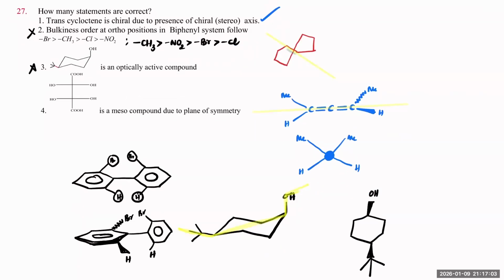Next. The question says this is a meso compound due to a plane of symmetry. The answer is this is not even a chiral center, so it is not even meso. So this is not the correct statement. For meso to be present, first we need to have chiral centers, but along with the chiral centers, we need to have a plane of symmetry. Is that clear?